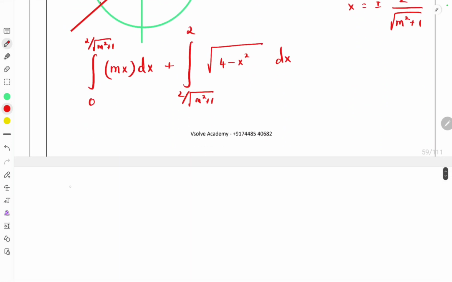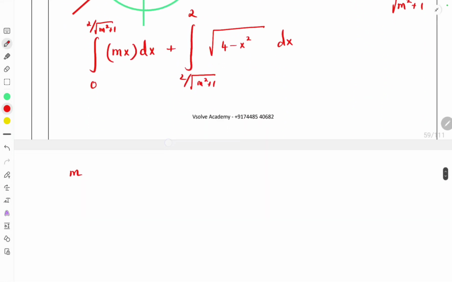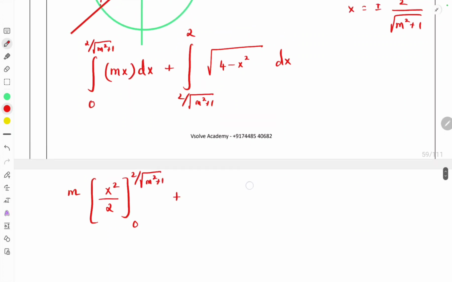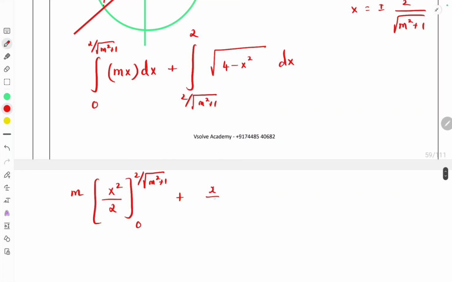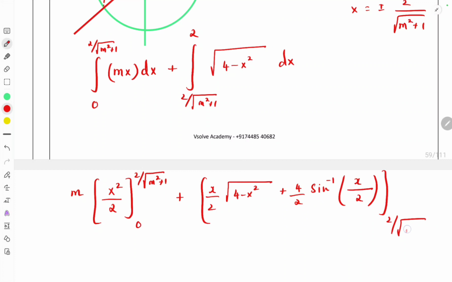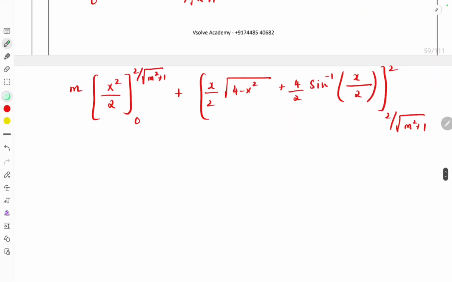So we have to integrate this. M I can take out since it is constant. So it will be x square by 2, from 0 to 2 divided by root of m square plus 1, plus, and this is nothing but x by 2 root of 4 minus x square plus a square by 2, which is 4 by 2, sine inverse x by a, where a is 2, and the lower limit is 2 divided by root of m square plus 1 and the upper limit is 2. So now we have to calculate this.